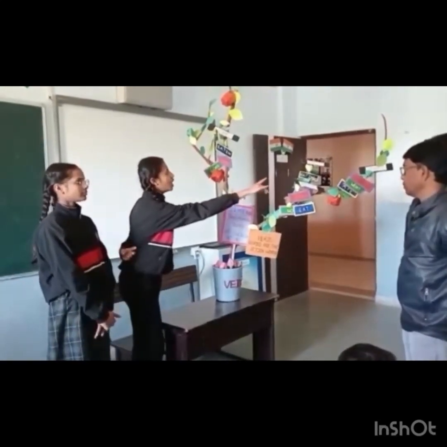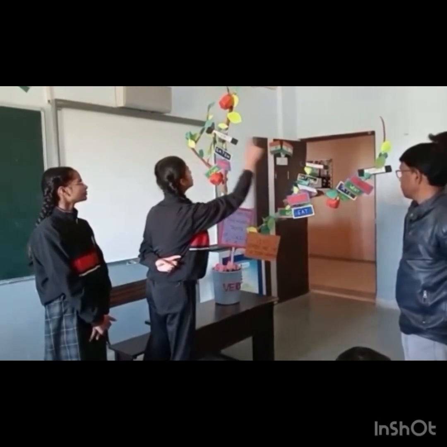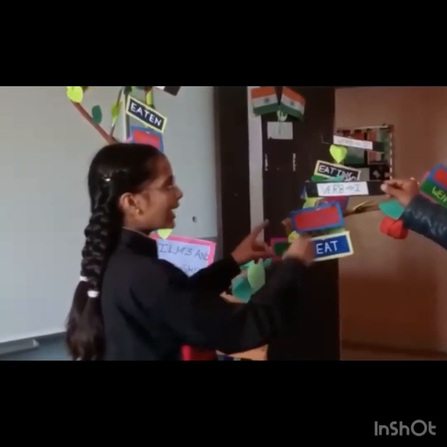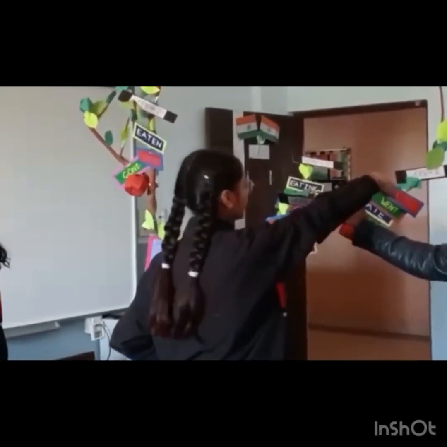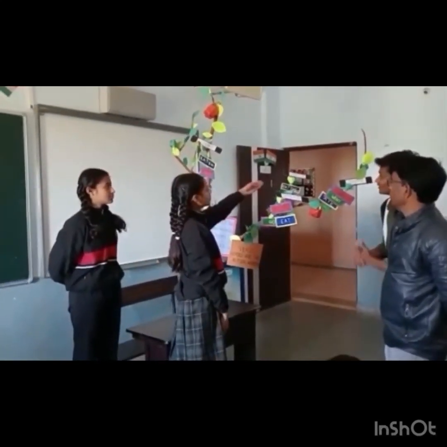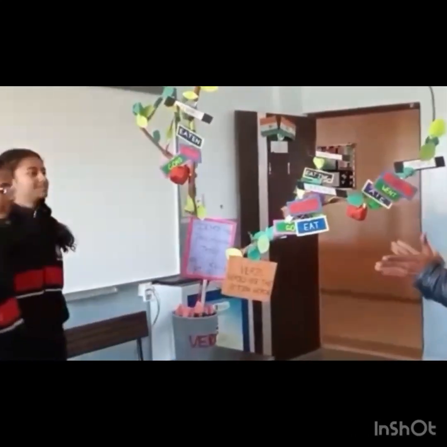Verb first and verb second on this branch. Verb third and verb fourth. Like verb first is sing and verb second is sang. Okay. Verb third is sung and verb fourth is singing. Very good. Now clap for them.